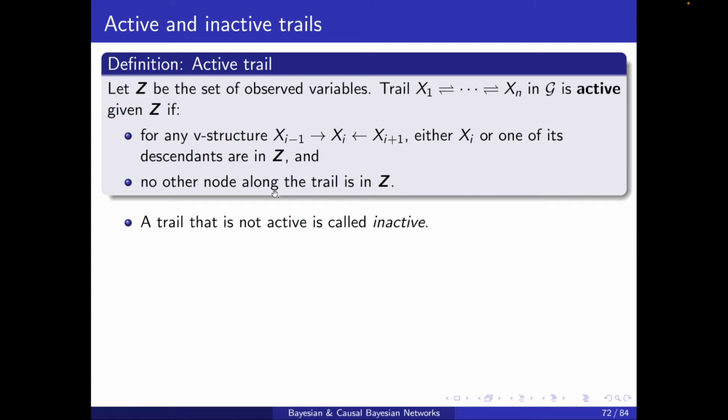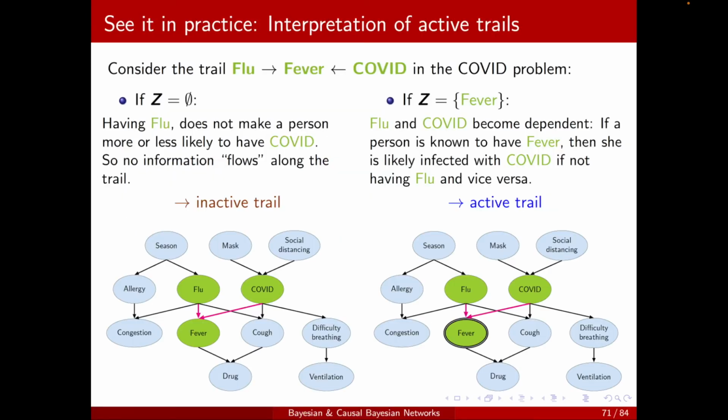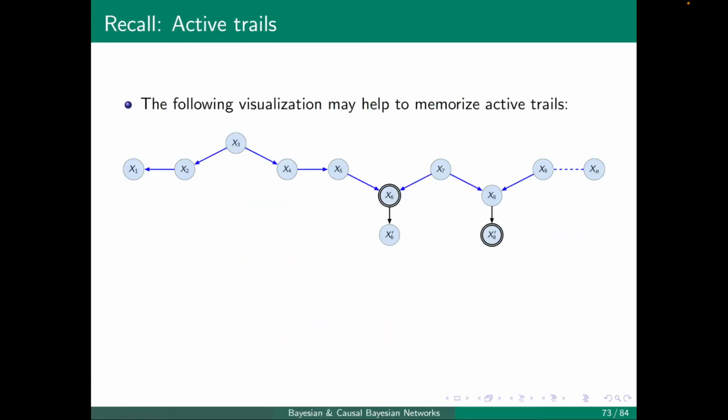Now, a trail that is not active, we define it to be inactive. And to make it simple, you don't need to investigate it each time: a trail of just two variables, x and y being linked to each other, we consider it as active. So here, mask and COVID are an active trail. Okay, a recall, not from the past material, but something to help you memorize this whole active inactive trail. It may be helpful.